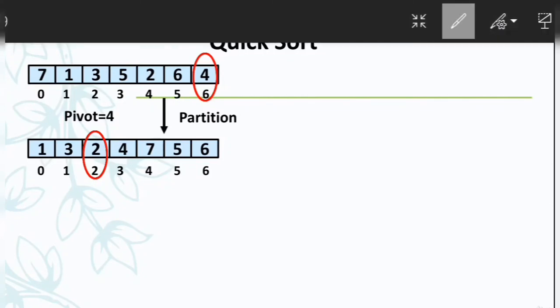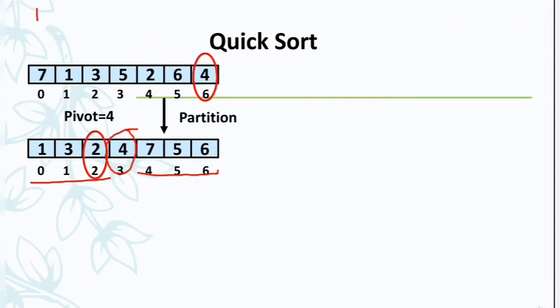Basically, what I have done here is that I have placed my element 4 at the center. And to the left of that element, I have placed all the elements which are less than 4. And in the right part of my array, I have placed all the elements which are greater than 4. So we have just divided the array into two parts: the left of 4, which is smaller than 4, and the right of 4, which is greater than 4.